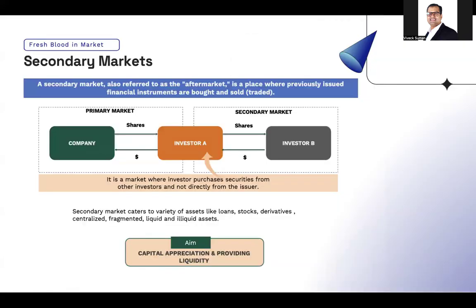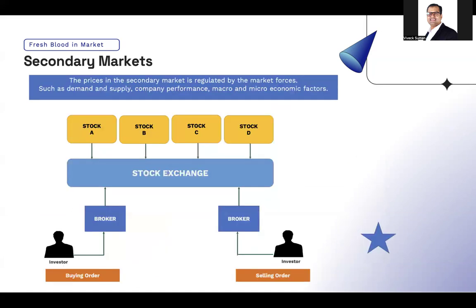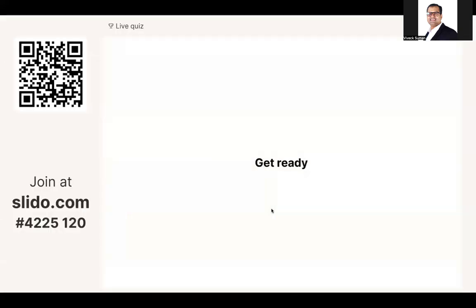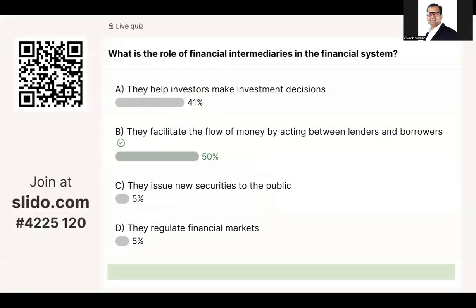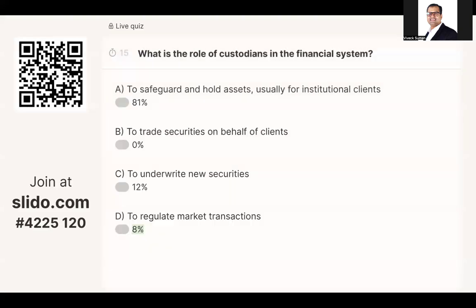Okay. Then we looked into the secondary market, how the secondary market operates. What is the aim here? The aim here is capital appreciation and providing liquidity to the market. Then fresh blood in the market, where does it come from? It comes from the buying order and selling order. You remember we discussed buying order and selling order, and then we had a quiz which all of you have answered.